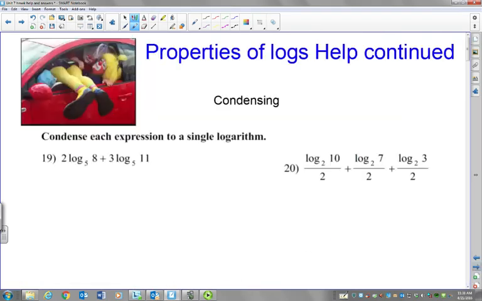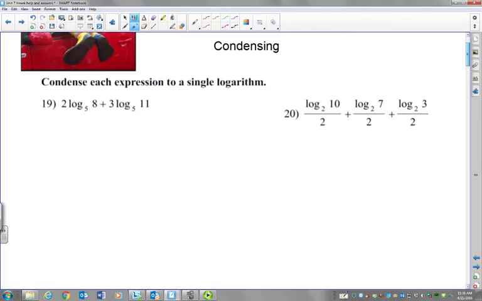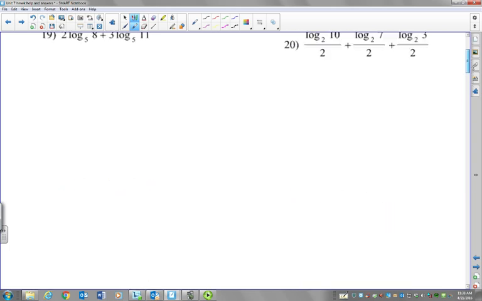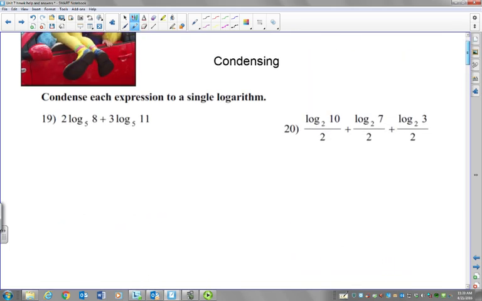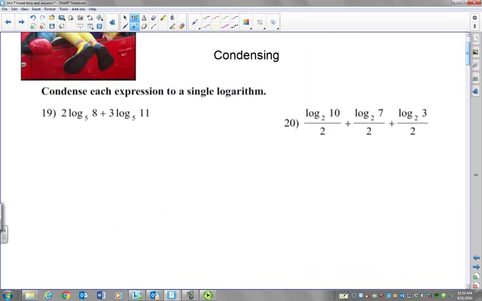We'll jump over to the other side now where we're condensing. So hopefully that's not too tricky for you. We'll probably have done 19, maybe 20 in class, so we'll jump back to those ones. And you know what I'll do? They're really fast. So all we do is bring the 3 in the front. That's the first step. Bring the power. So we got log base 5 8 squared plus log base 5 11 cubed.